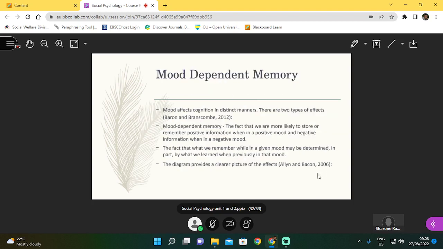The framework, we have a memory model about this, which also comes and tells you that the mood-dependent memory framework says that we are more likely to store and remember positive emotion. What does that mean? When my mood is okay, I will remember the pleasurable, the good stuff.